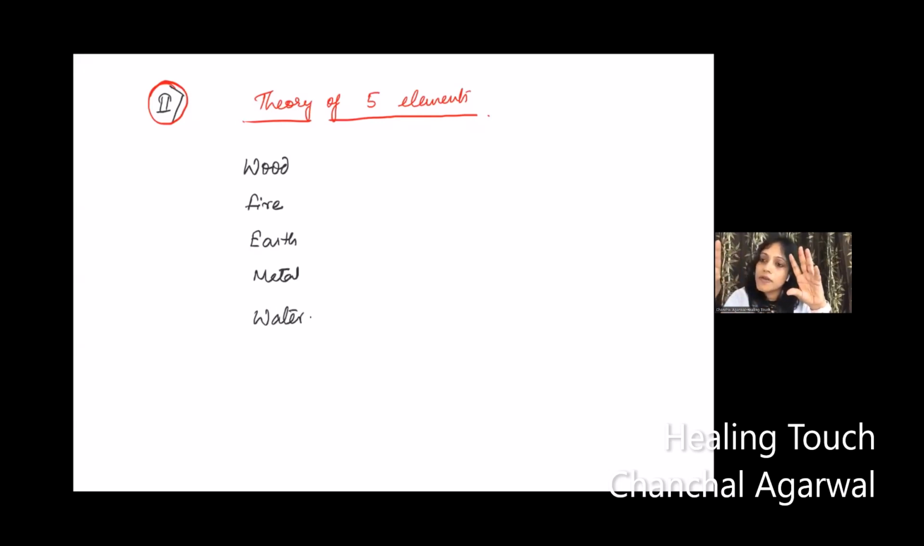Is this clear to everyone? How many elements are there according to Chinese acupressure? Very good. 5 elements. What are the 5 elements? Wood, fire, earth, metal, and water. Now each element means the substance which is making the body. Each element belongs to a certain energy. Each element has a certain energy.